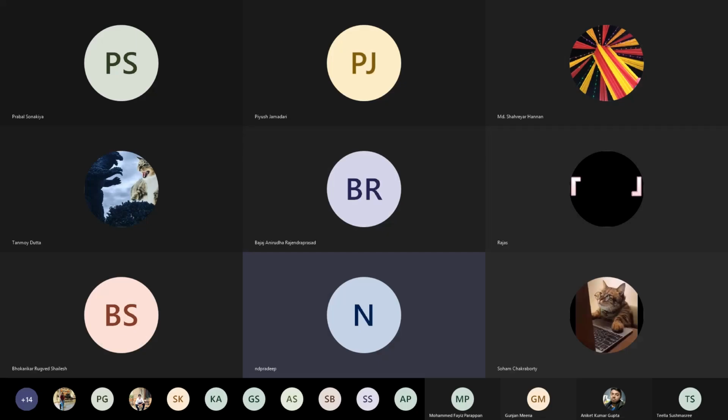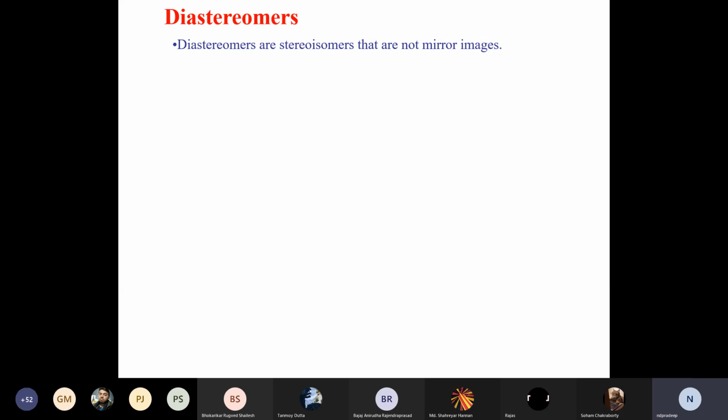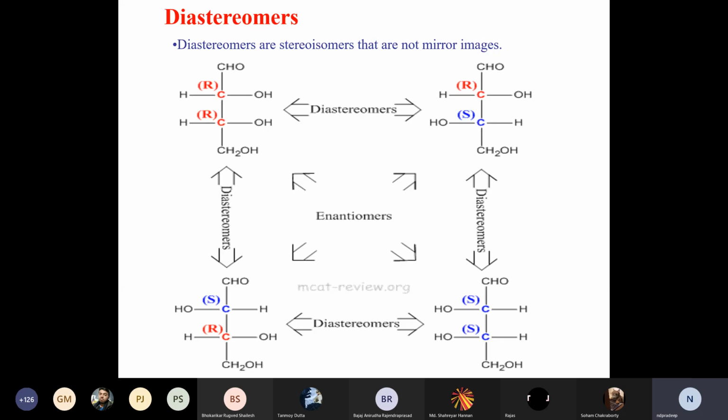Diastereomers are stereoisomers that are not mirror images of the same given compound. If there is no mirror image of the same given compound, then it is not a diastereomer at all. See, this example will clearly show the summary of all the things we were discussing. Look into this particular example.